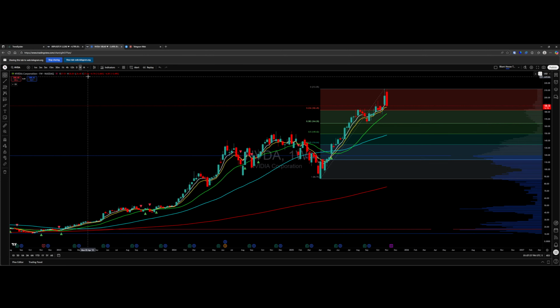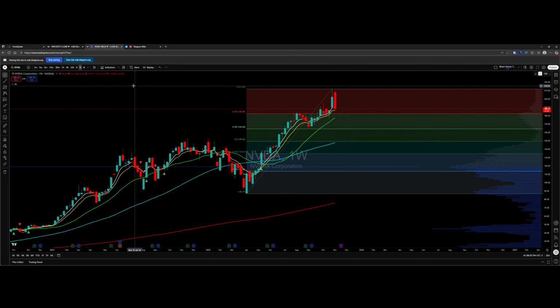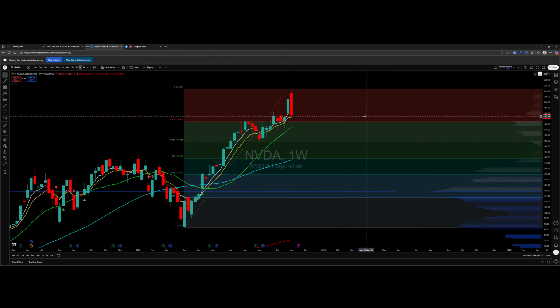50% on the weekly brings you back to the 50. So this is, if NVIDIA was to break down, and right now, let's be honest, you're wicking the T line, so technically we're still bullish. Bearish engulfing candle, no doubt, but you've held the T line.